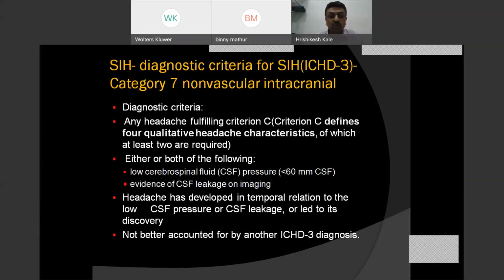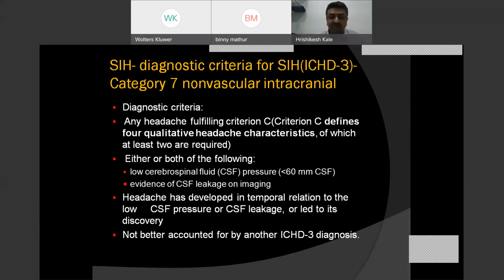Two of these should be present. Then I want to bring your attention to the second point, where you need a low CSF pressure that is less than 60 millimeters of H2O. And the second point in this is evidence of CSF leakage on imaging. So imaging does play an important role in this diagnosis. The other importance of imaging is to make sure that there is no other cause for these headaches.